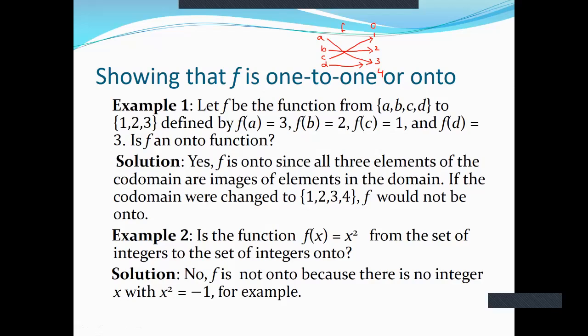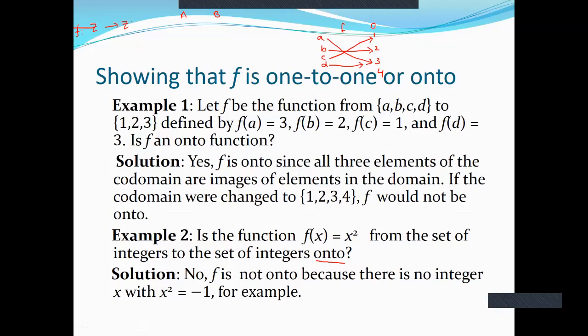Another example is the function f of x equal to x squared from the set of integers to the set of integers. We have the set of integers Z that maps to Z. So this is a function f that maps Z to Z, and the question is whether it is onto. The function is f of x equals x squared. What does that mean? Let me test this for some values. This is set A, and this is set B.